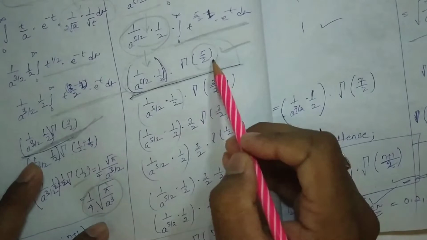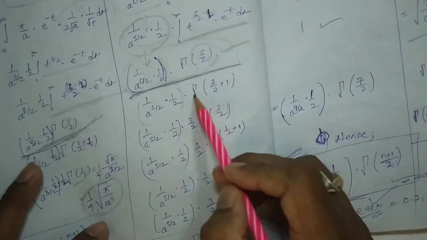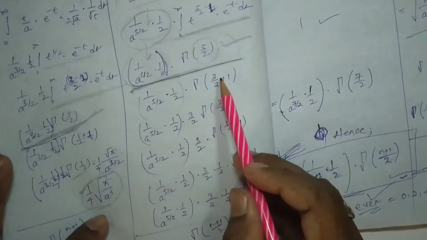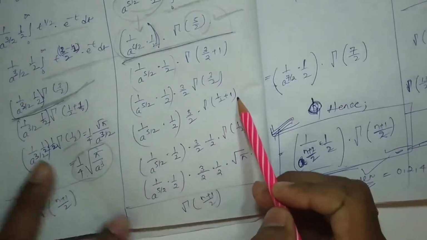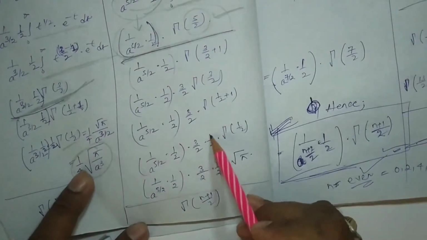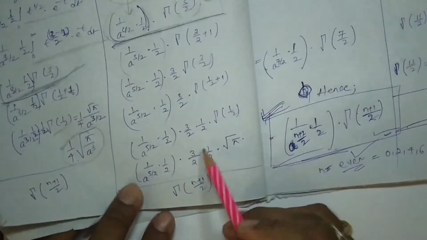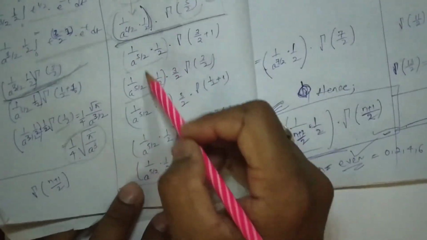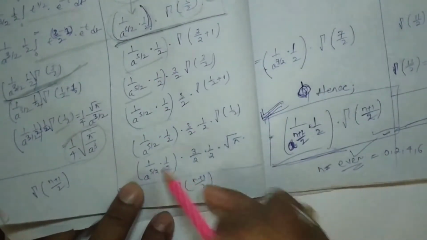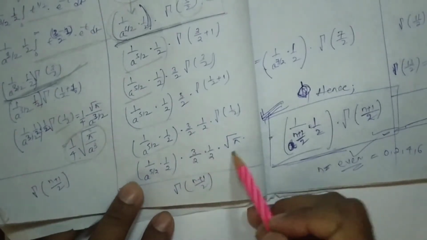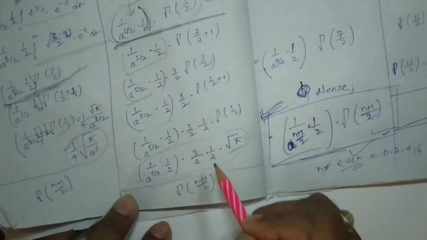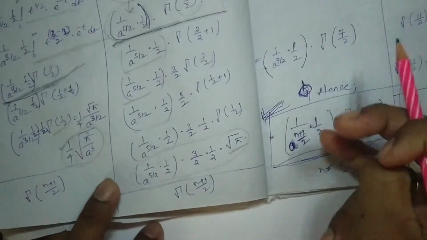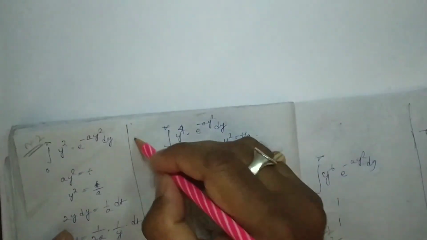So gamma 5 by 2 is nothing but 3 by 2 plus 1. We know that gamma n plus 1 is nothing but n gamma n. It can be 3 by 2 into gamma 3 by 2. Then 3 by 2 can be written as 1 by 2 plus 1, and itself can be written as 1 by 2 into gamma 1 by 2, and it will be 3 by 2 into 1 by 2 into root pi. So this will be the value we get if we consider y to the power 4, or n equal to 4. Systematically you have to write like that.